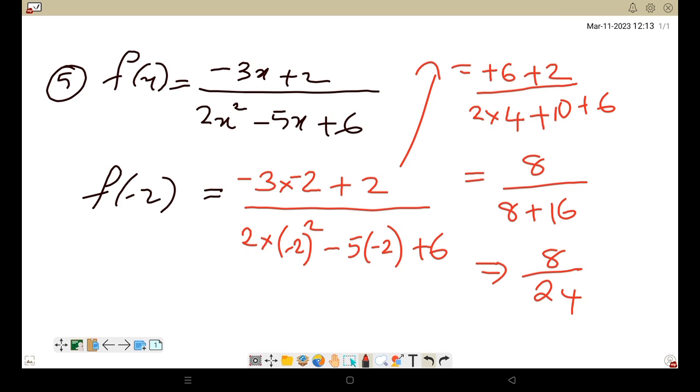Clear? So this is the first topic related to function notation. Next class we will discuss the topic of inverse.